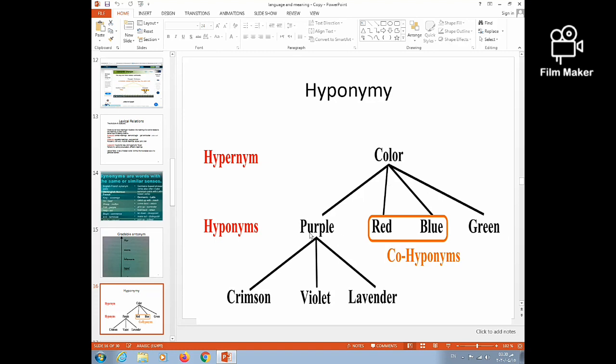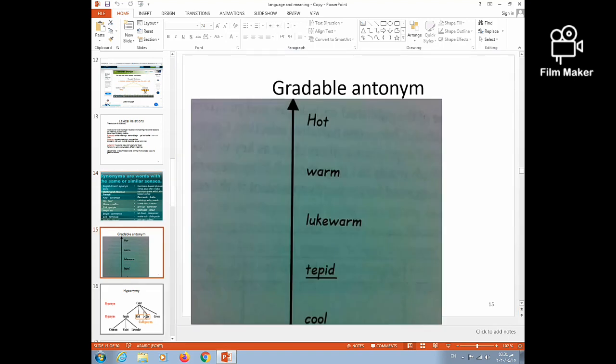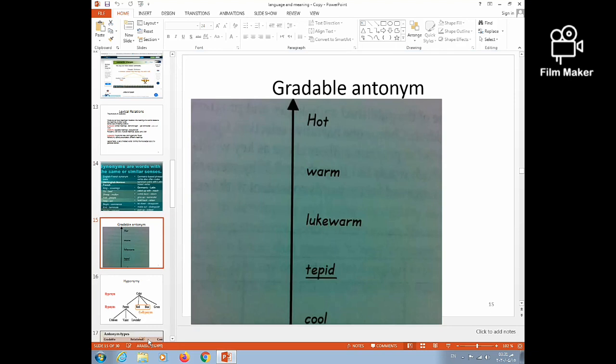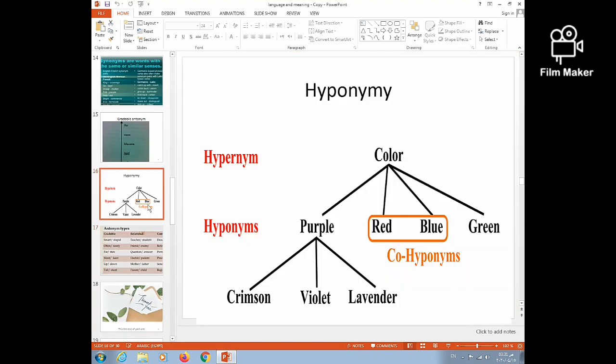And the hyponym purple could act as a hypernym to other kinds or other shades of purple. For example, we have crimson, violet, and lavender. And what's the relationship between red and blue? They are co-hyponyms. So we organize words either as synonyms, as we see here, or we organize them as antonyms, as we see here, and also as we see here. Okay.